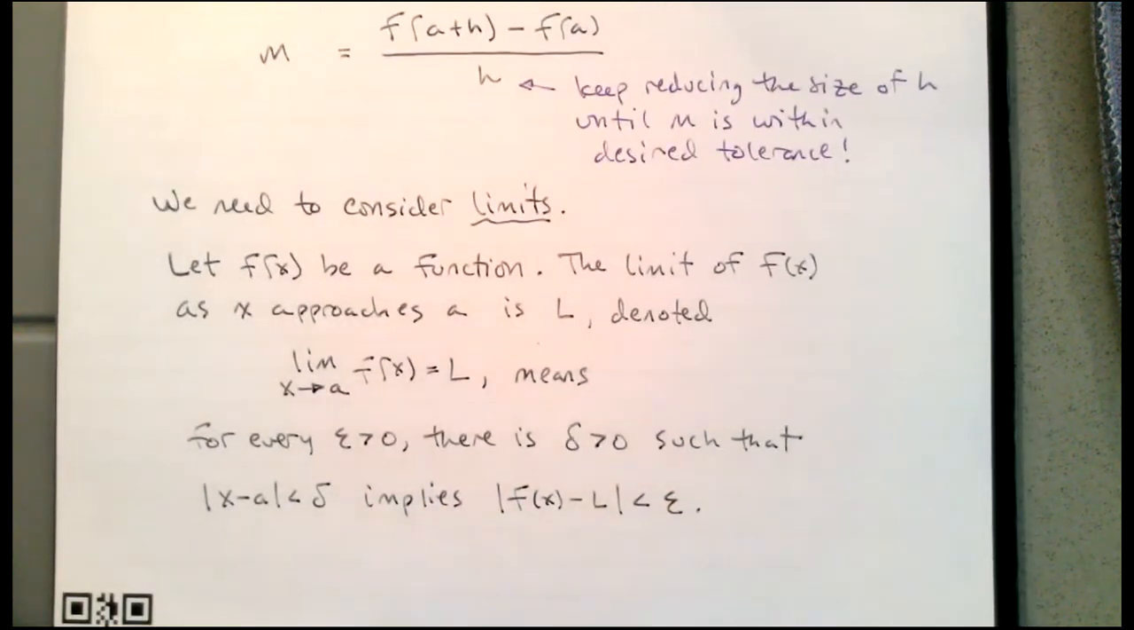This is the epsilon delta definition of a limit. For every positive epsilon, there's a positive delta, such that the absolute value of x minus a less than delta implies the absolute value of f of x minus L is less than epsilon. That's what we mean when we say the limit as x approaches a of f of x is equal to L.